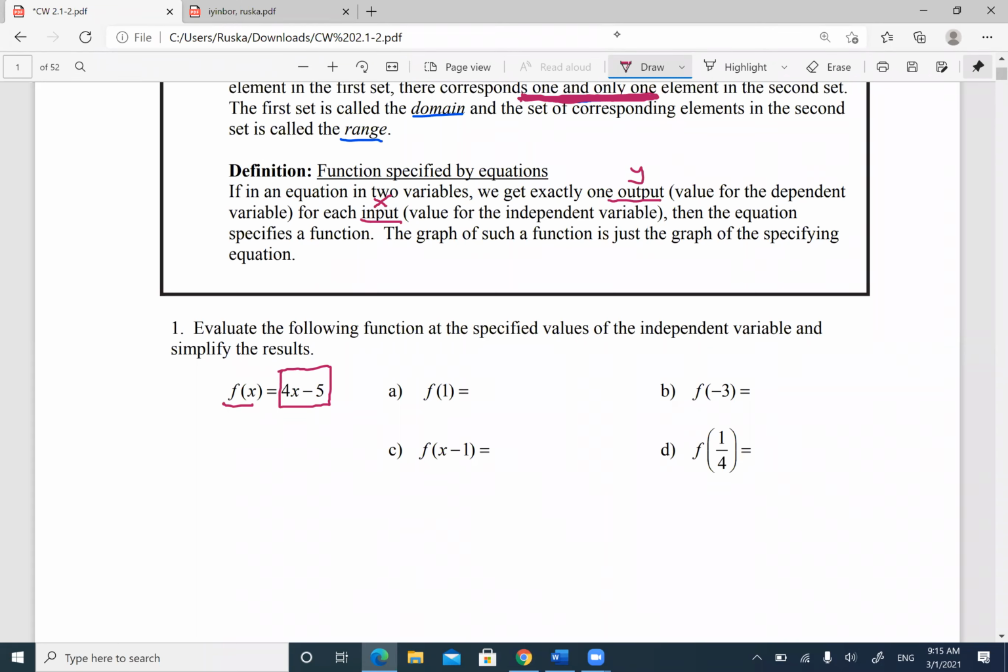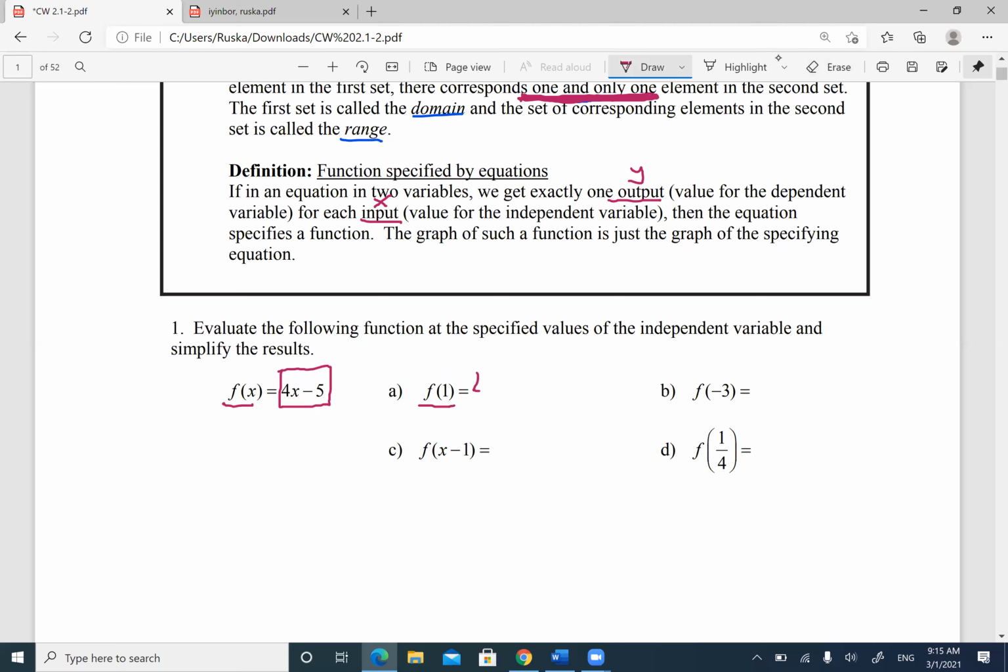So now what you need to do, we need to do f of 1. What does that mean? That means in the place of x, I'm going to plug in 1. Okay? So that's all you're doing. You're going to follow the equation, which is 4x minus 5. And in the place of x, you're going to plug in 1.